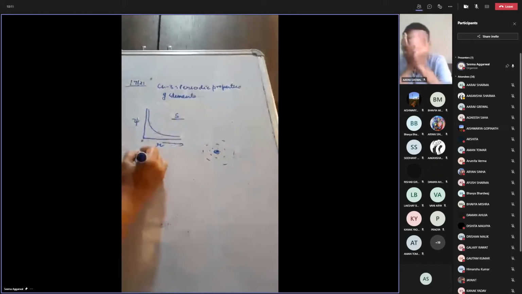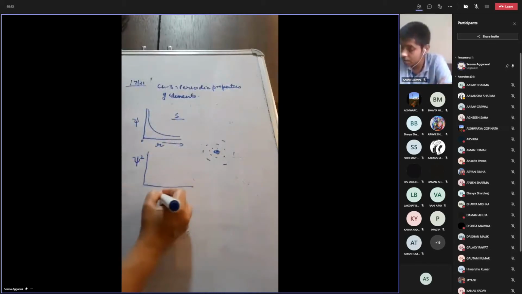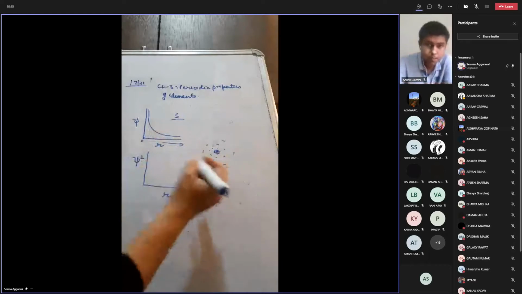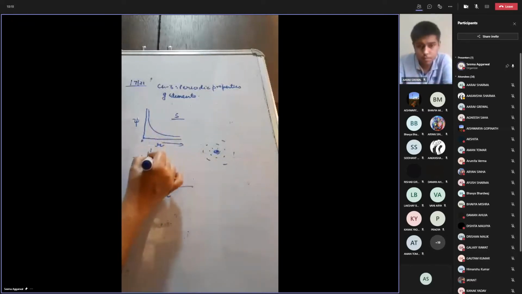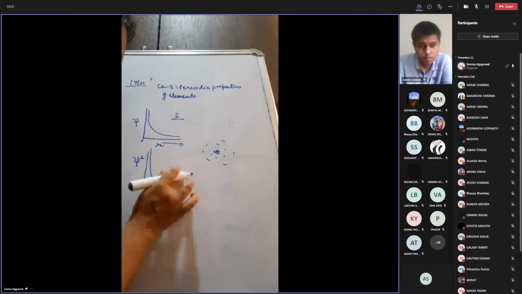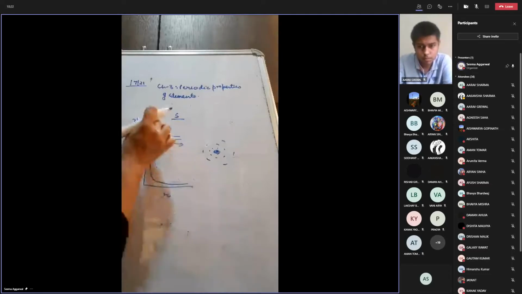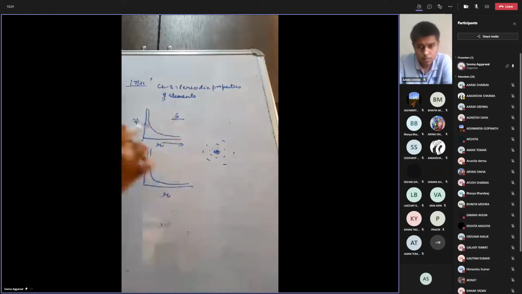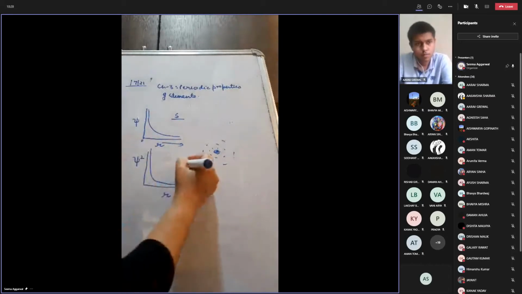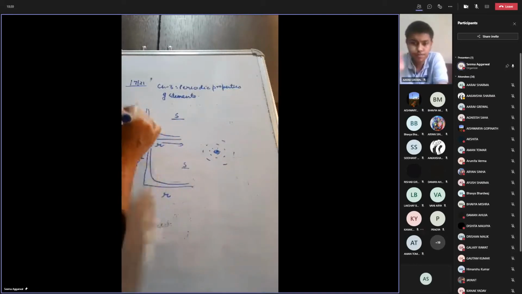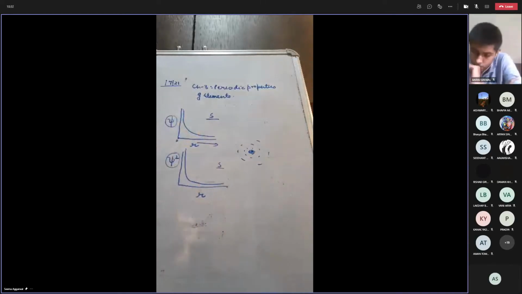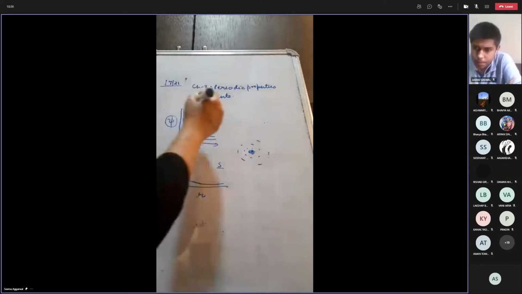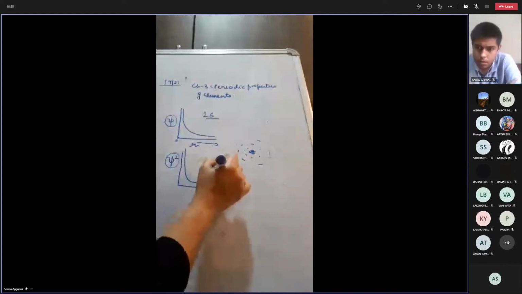Now, if you are plotting a curve between psi square and r, it will be like this. It will be almost the same, there won't be much difference. This portion is broader here, but it will become shorter. So this is again for the s orbital. One is the value of psi and the other is for psi square. This is particularly for the 1s orbital.